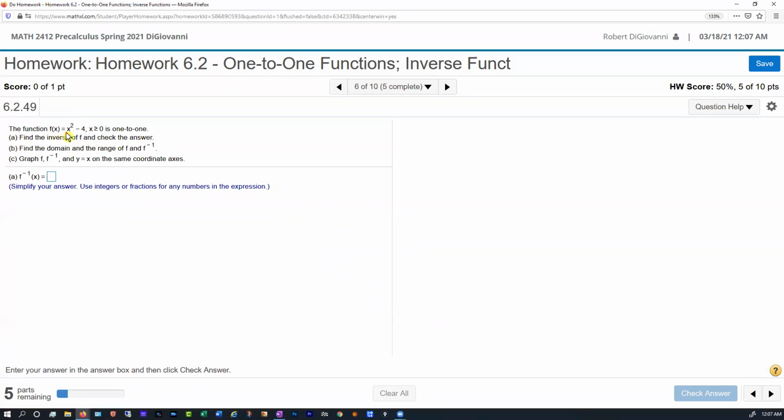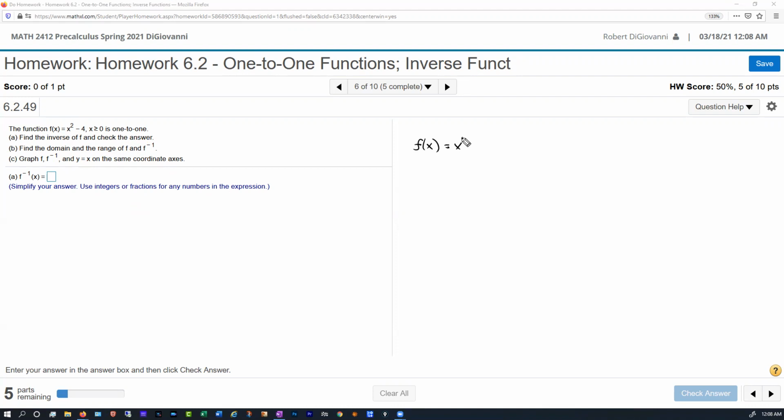All right, the function f(x) = x squared minus 4 with x being greater than 0 is one-to-one. Find the inverse of f and check the answer. Find the domain and the range of f and f inverse. Graph f and f inverse on the same coordinate axis. All right, again, not a lot like what we did in class, but I think we can handle it.